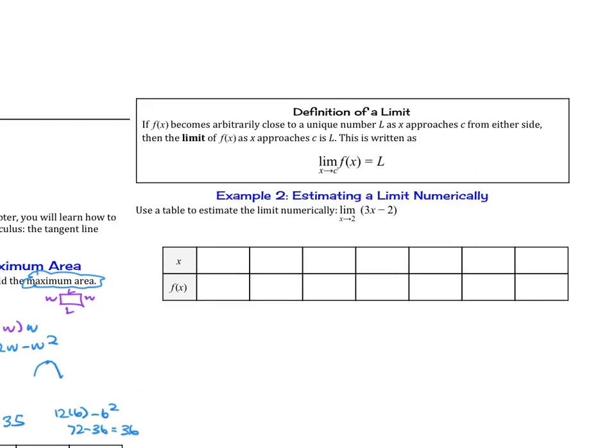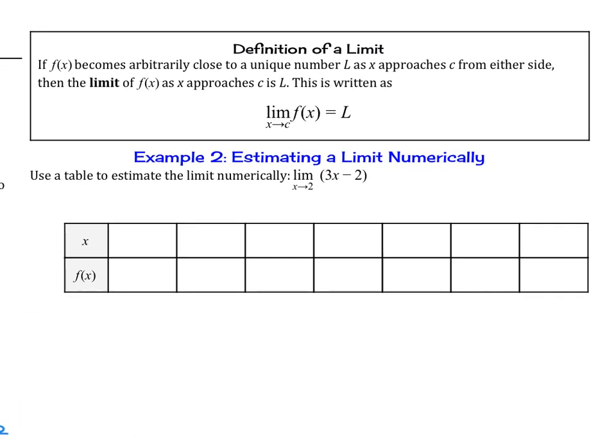Let's try the next example. Definition of a limit. If f of x becomes arbitrarily close to a unique number L as x approaches c from either side, then the limit of f of x as x approaches c is L. And it's written in this way: the limit of f of x as x approaches c equals L.